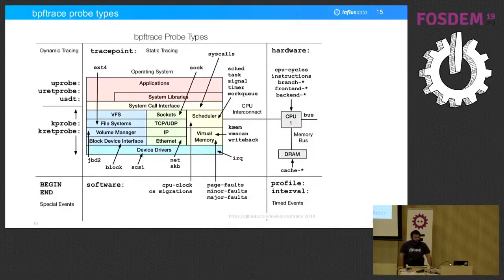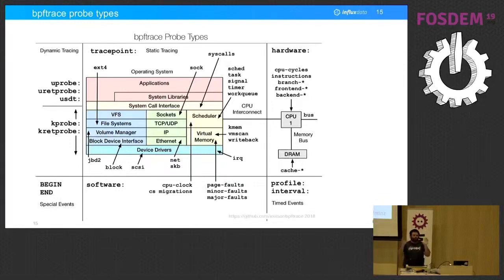And Brendan Gregg, who works on performance at Netflix, created this graph here showing you all the interaction points with BPF using BPF trace. So you can easily see that I was always talking about VFS. So if you're interested in the file system, you can go as far down as you want, down to the device drivers. Same thing for sockets, same thing for the scheduler, for virtual memory. You can interact with the syscalls, you can interact with the system libraries, up to the applications.